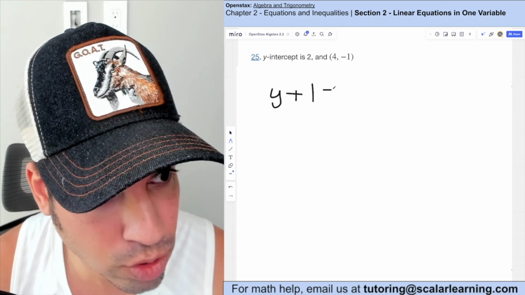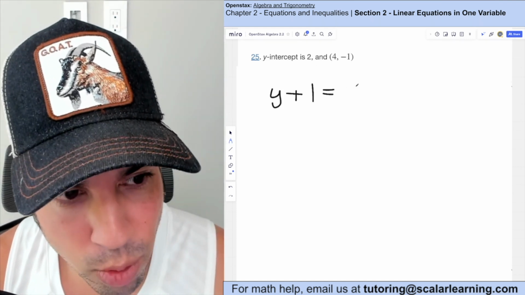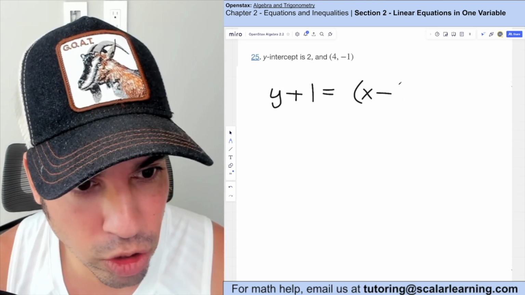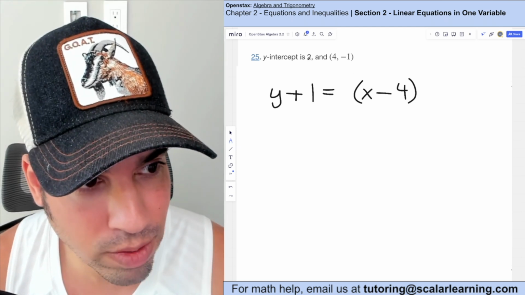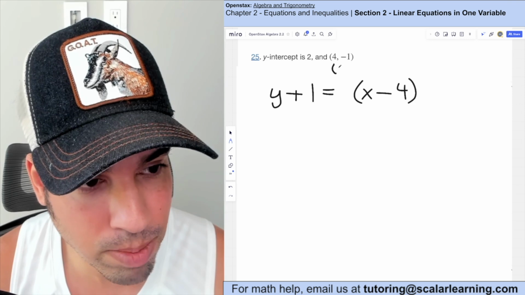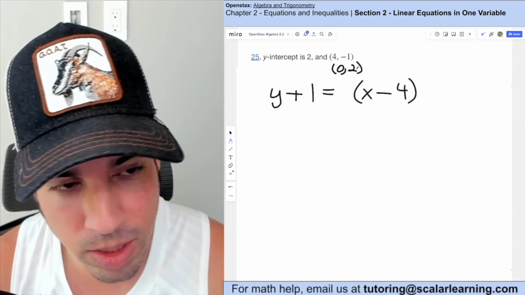So again, starting with point slope, it's y minus y1, which is -1, but minus the negative is plus. So we have y plus 1 equals the slope, which at this point we don't know, but I'm going to go ahead and put in x minus x1, which is 4. Now, how do we calculate slope? Well, since they don't give it to us, but they do give us a y-intercept, we've got a second coordinate because remember, at the y-intercept, x is 0. So we can say we got another coordinate at 0, 2.